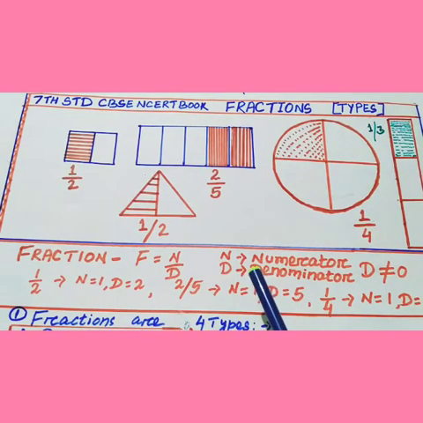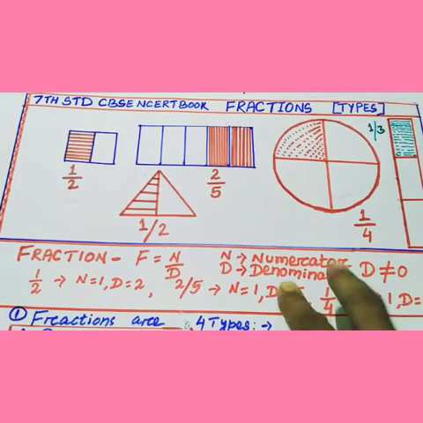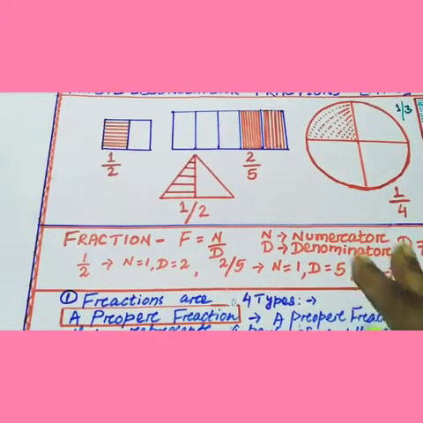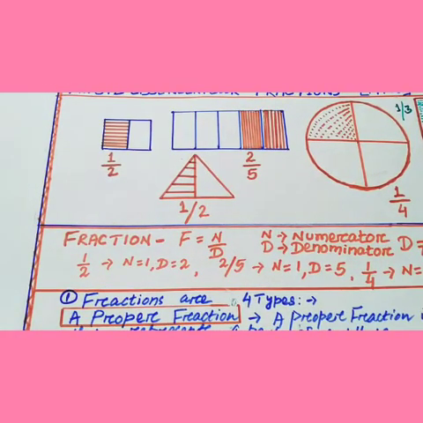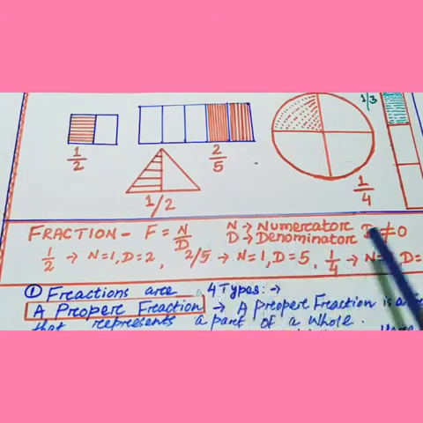A fraction means one part is taken out of the whole, in equal parts. That means if we take 1 out of 2 equal parts, that is 1 by 2. Similarly, if we take 2 out of 5 equal parts, that means 2 by 5. So in a fraction, we get a numerator and a denominator. That means f equals n by d. Here n is the numerator, d is the denominator, and d is not equal to 0. That means the denominator cannot be 0.